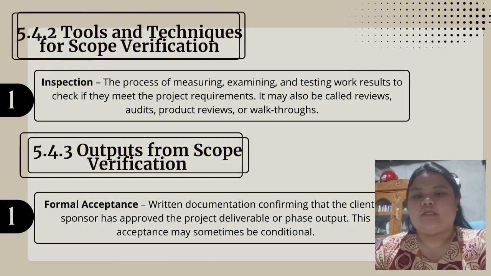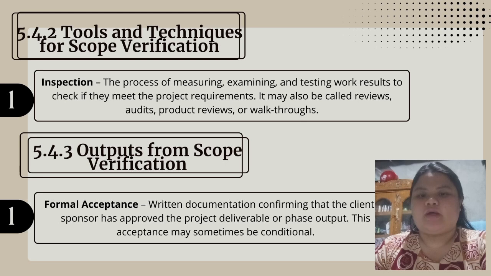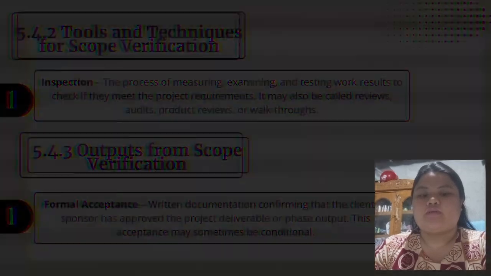The next is the outputs. Formal acceptance: written documentation confirming that the client or sponsor has approved the project deliverable or phase output. Acceptance may be conditional. Example, a signed approval form from a client confirming that the completed website meets agreed specifications, or a project sponsor signing off on a delivered report.